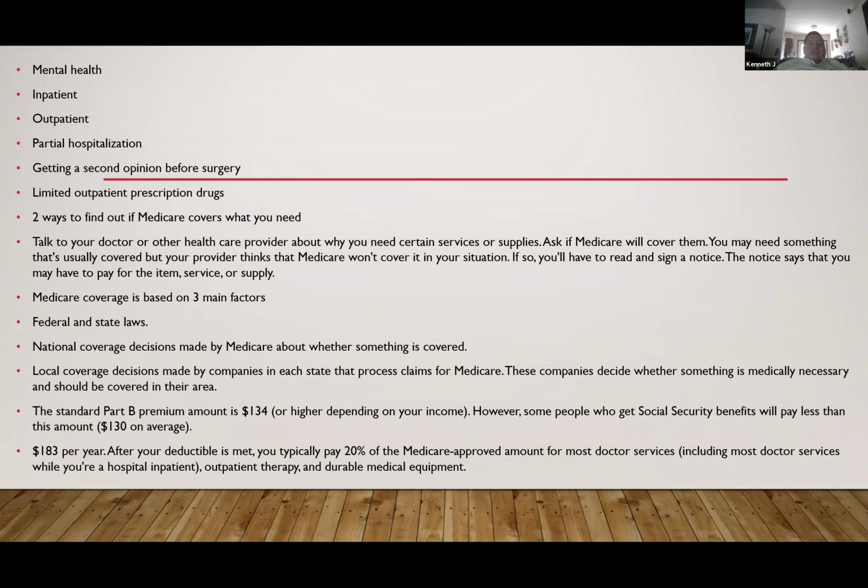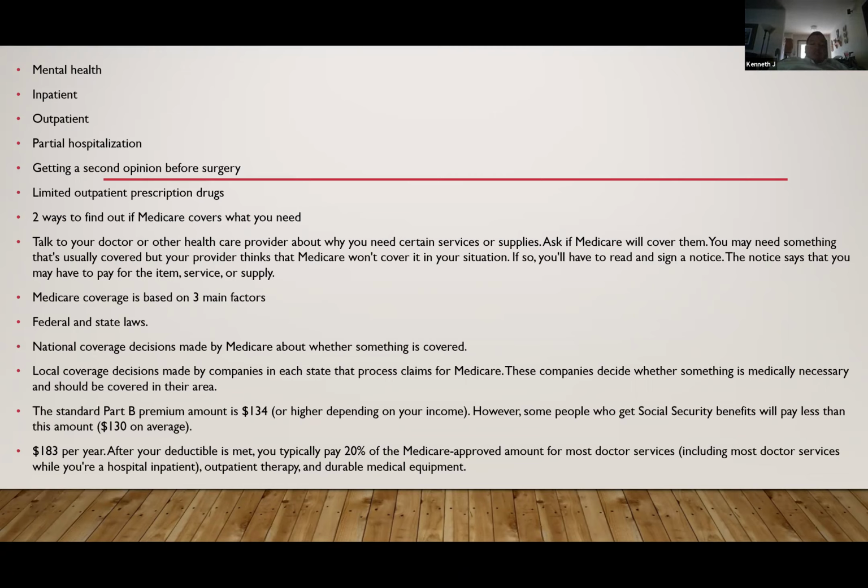Two ways to find out if Medicare covers what you need. One is to talk to your doctor or healthcare provider, and the other is you can check with Medicare itself.